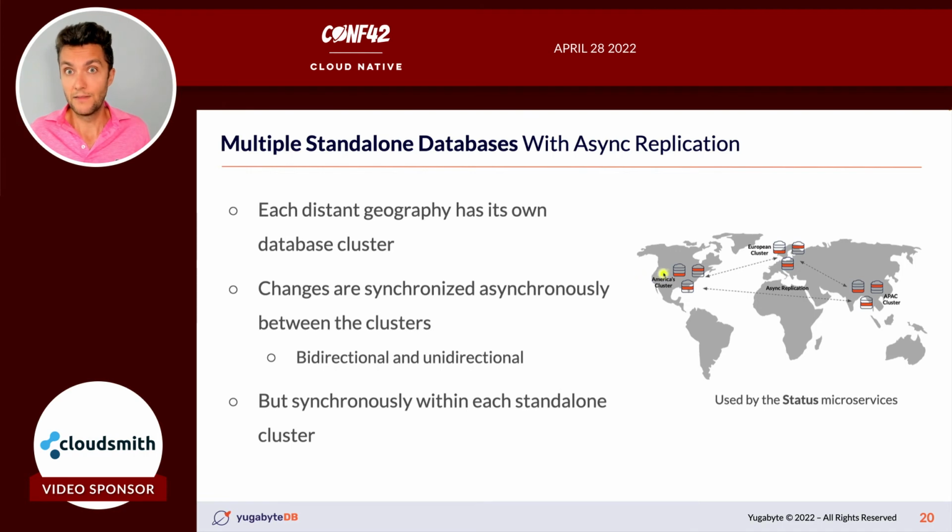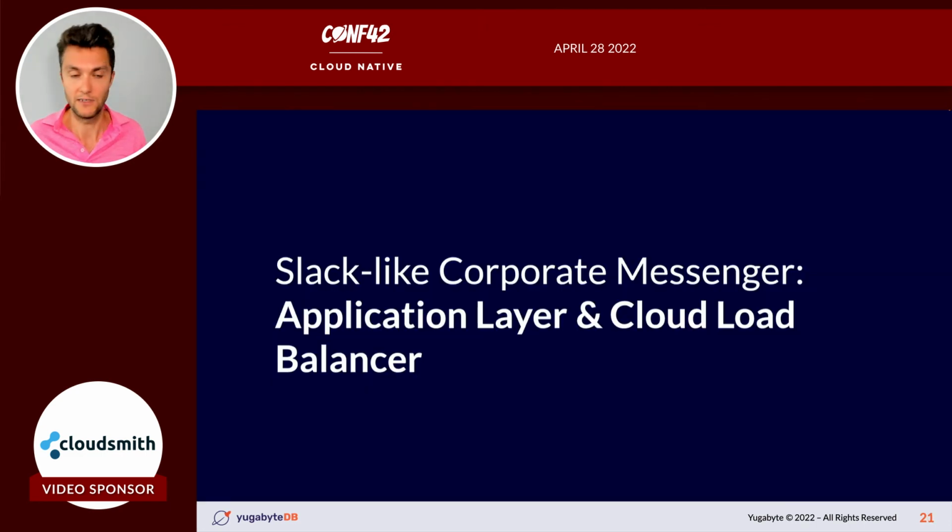The replication can take, let's say, a few seconds, like 5 or 10, depending on how fast the connectivity between these clusters is. But generally, it's not a big deal. Let's say a teammate of this guy who lives in North America sees his colleague from Europe change status in 5 or 10 seconds, right? It's not a big deal. So that's why it's totally fine to use asynchronous replication between these distant clusters. That's why we selected this for the status microservice.